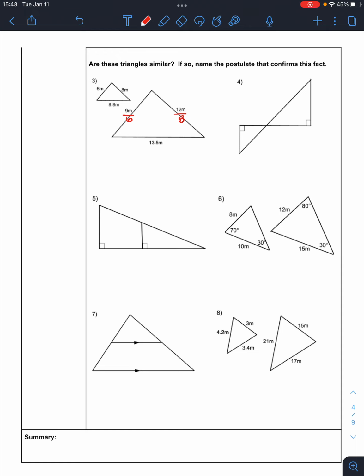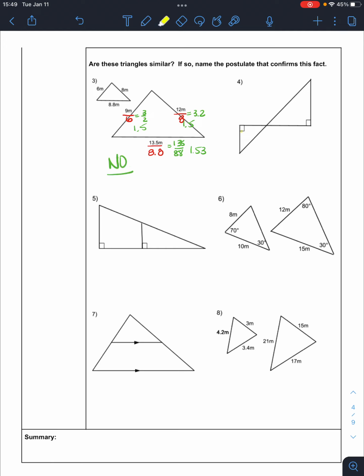12 over 8 and 13.5 over 8.8. Well, when you reduce these fractions, you get that 9 over 6 is 3 over 2. And you get that 12 over 8 is 3 over 2. And 13.5 divided by 8.8 is 135 over 88. And you can change those to decimals if you want. It can be 1.5. This is 1.5. This is 1.5. And this is 1.53, which is close, but it is not the same. And so, no, these triangles are not similar.